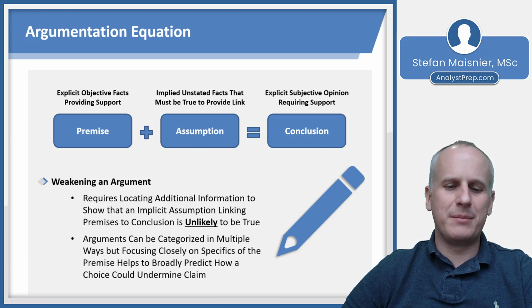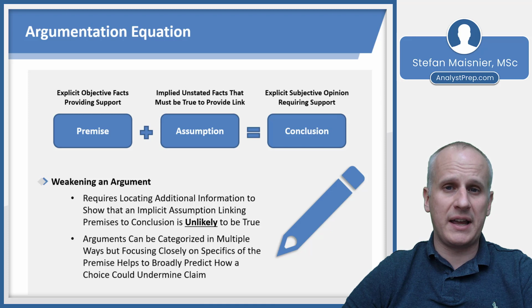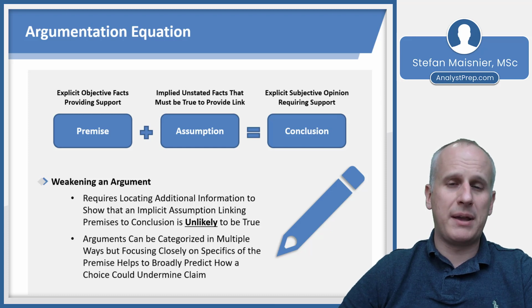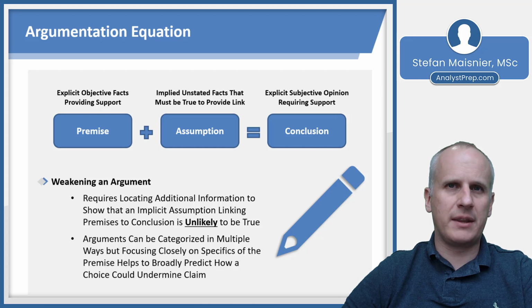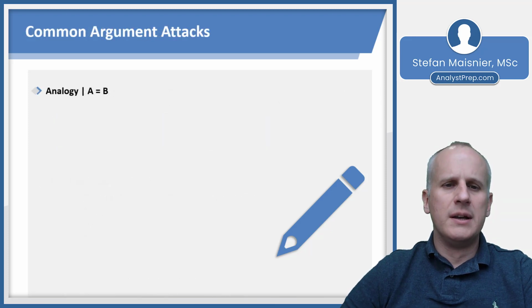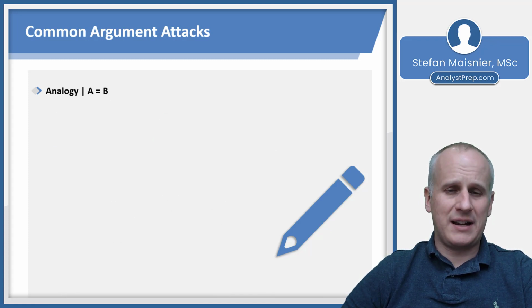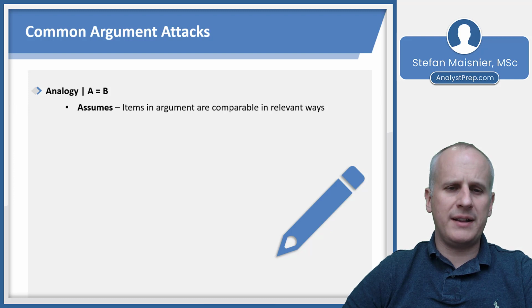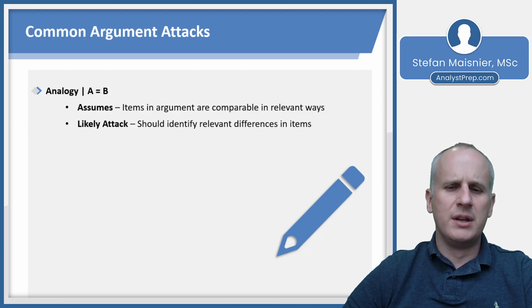Now, your arguments can be categorized in multiple ways, but by focusing closely on the specifics and possibly identifying a clear category of argument, you can more closely predict how a choice could undermine the claim based on the type of premise that is within that argument. Now, our common argument attacks, starting with an analogy, whereby the argument is basically just saying that A is equal to B. So an analogy argument is always going to assume that the items in the argument are comparable in relevant ways. So a likely attack to an analogy-based argument is going to identify relevant differences in the items.